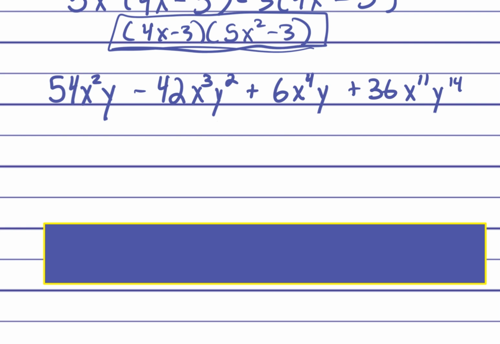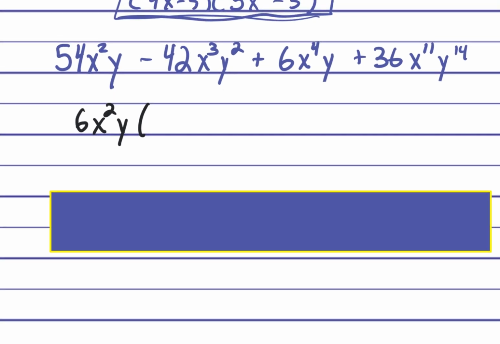So number-wise, we know it's going to be 6. Now I look at all of them to see if they have a base of x, and they do. Now we look for the smallest exponent. Smallest exponent is 2. Now we look at the y's. Do all of them have y's? Yeah. Smallest exponent is 1. So there's our GCF.